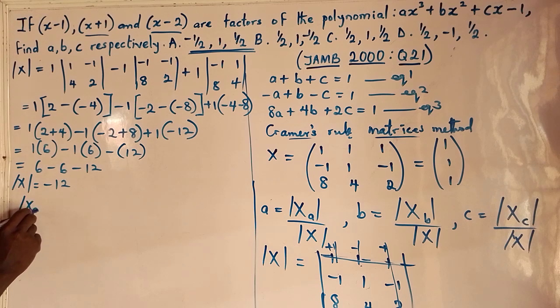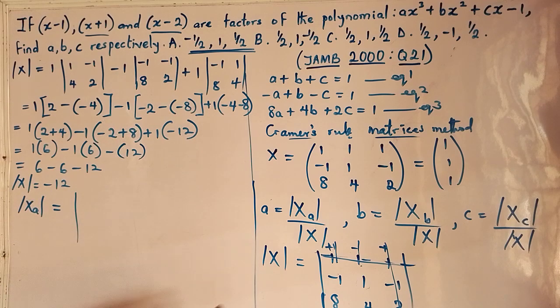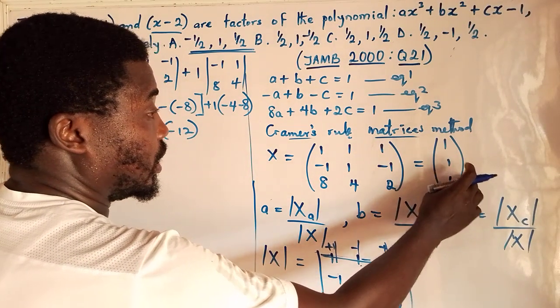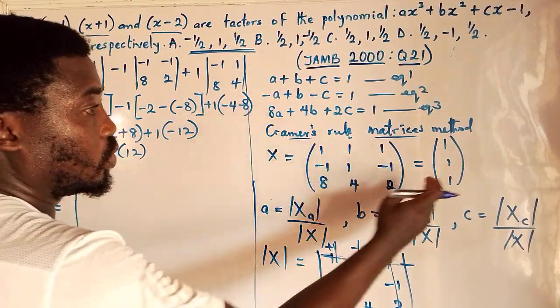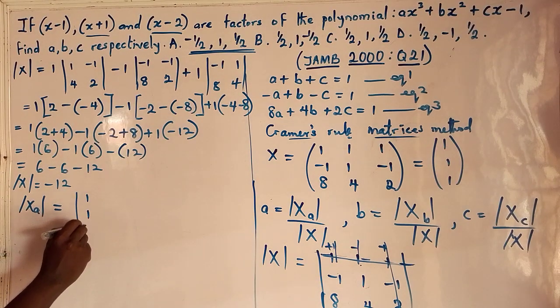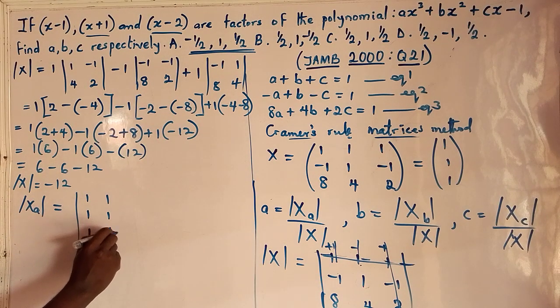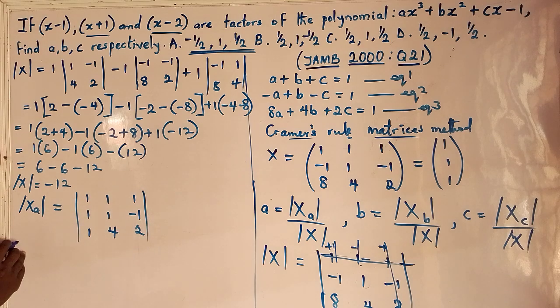We now look for the determinant of X subscript A. This is the determinant we are going to look for. The answer column here will replace the A column. So we have 1, 1, 1, then 1, 1, 4, and then 1, minus 1, 2. We are going to look for the determinant of X subscript A to be able to find the value of A.